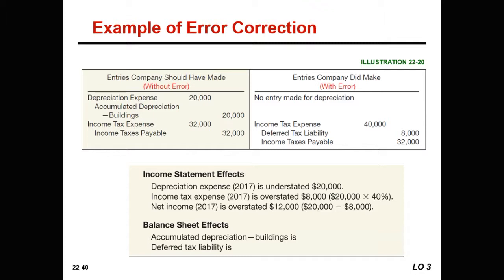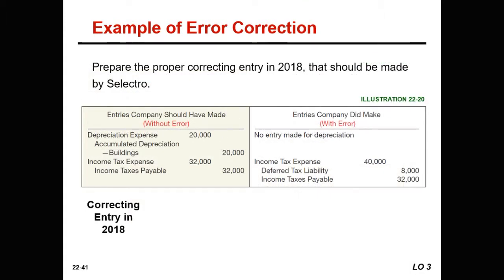On the balance sheet, the accumulated depreciation account, buildings, is understated by $20,000, and the deferred tax liability is overstated by $8,000. So you can see how it's very important that we take all of the different impacts into consideration. Once we have something like depreciation that wasn't entered, then we need to figure out what its tax effect would have been and what that would have done to the income tax expense entries.